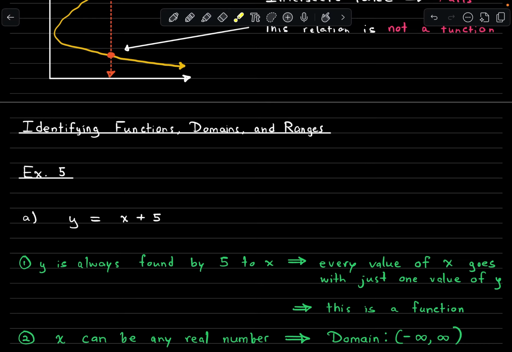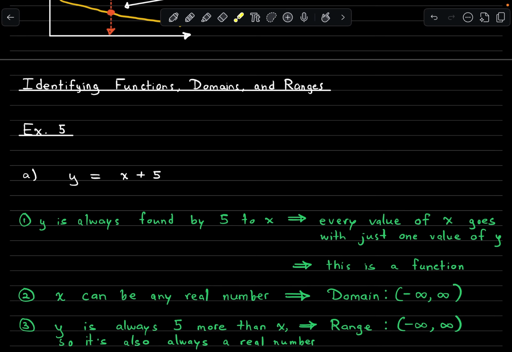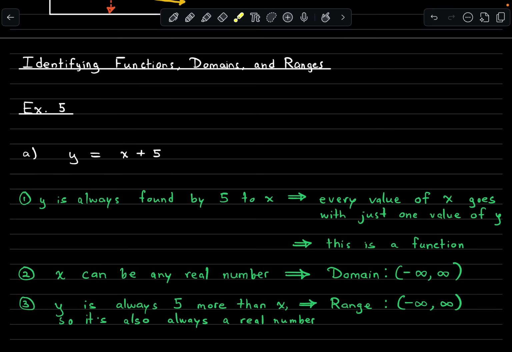And if that's true, well, if I can just plug in any number for x and I'm just adding 5 to it, then our range is going to be the same thing. It's just going to be 5 more than x, so it's also always going to be a real number, and it can be anywhere in the span of negative infinity to positive infinity. Okay, that's example A.